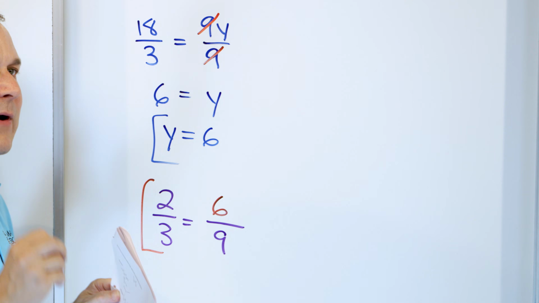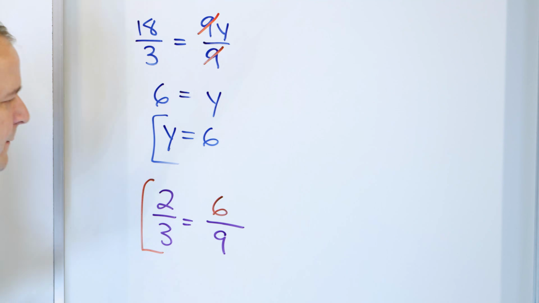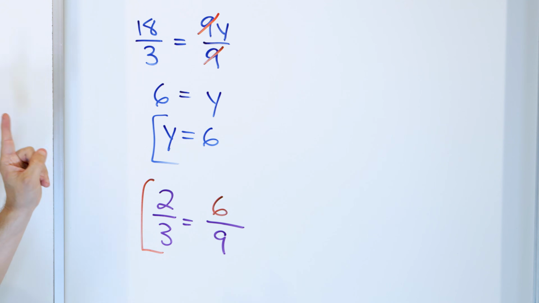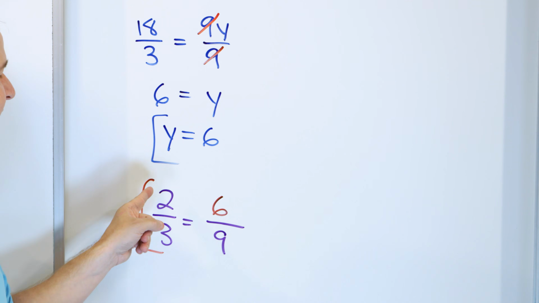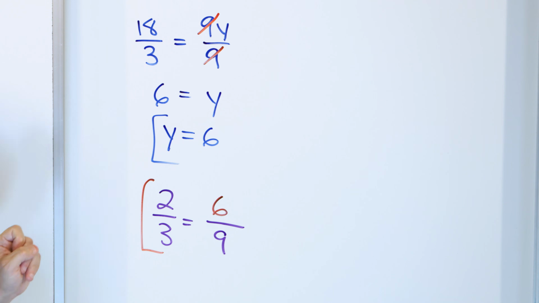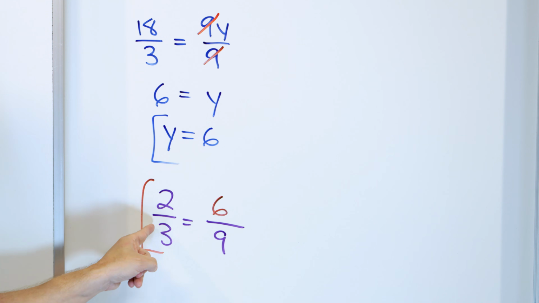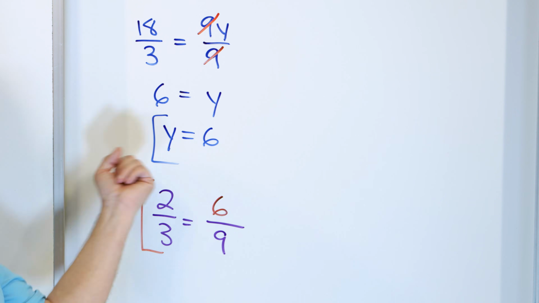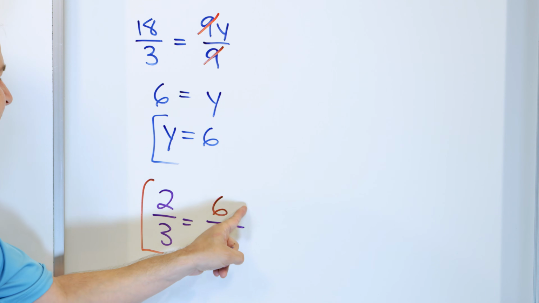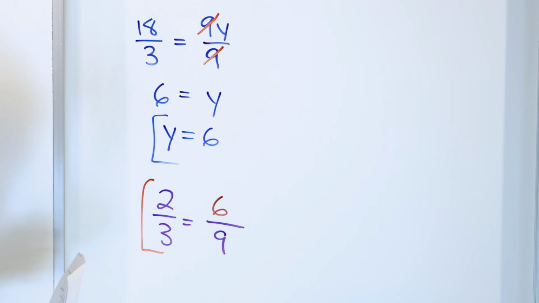Because remember, equivalent fractions, I can multiply or divide a fraction by whatever I want, as long as I do it to the top and the bottom. So I'm checking my work by saying, yes, this fraction really is the same as this one, which means this ratio really is the same as this one, because 2 times 3 is 6 and 3 times 3 is 9. So I could go backwards and simplify it. When I simplify 6/9, I'll get 2/3. Either way you want to think about it.